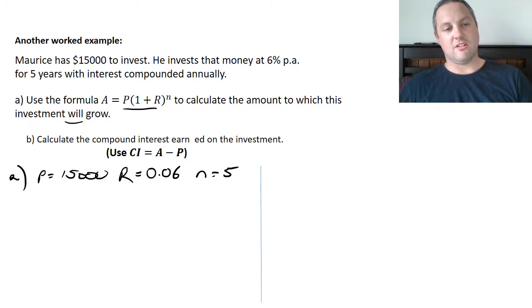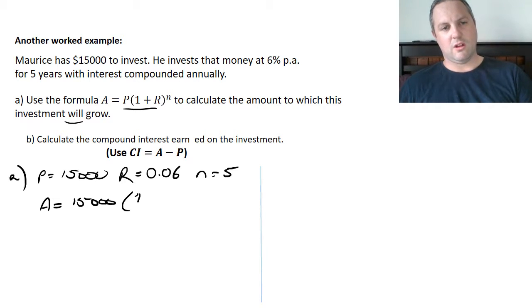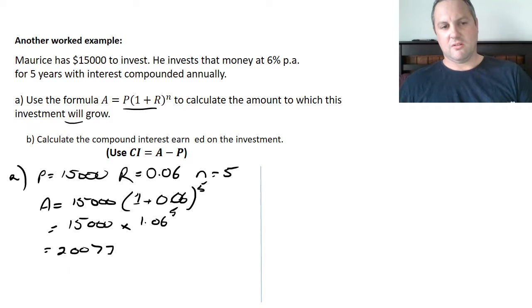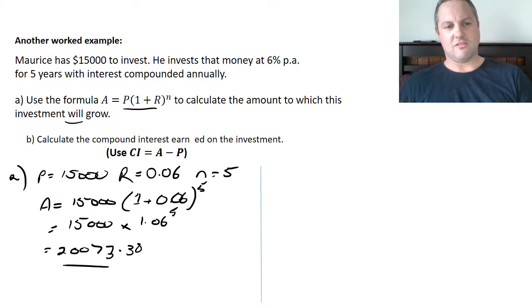Substitute P, R and N into your formula, and we get A equals 15,000, bracket 1 plus 0.06, and you're going to put that to the power of 5. Expand the brackets. Now you can jump straight to this if you like, but I'll do it anyway. Multiplied by 1.06 to the power of 5. And then you get 20,073.38. So this is how much your investment has grown.